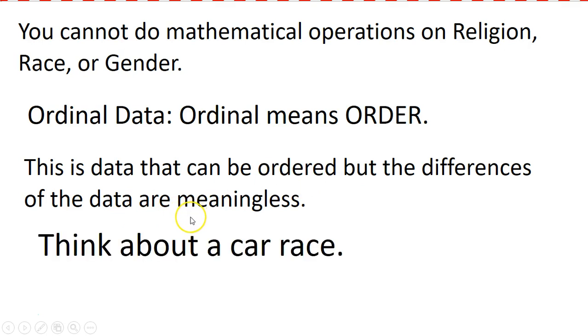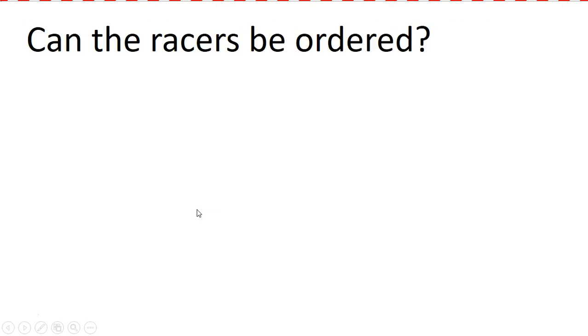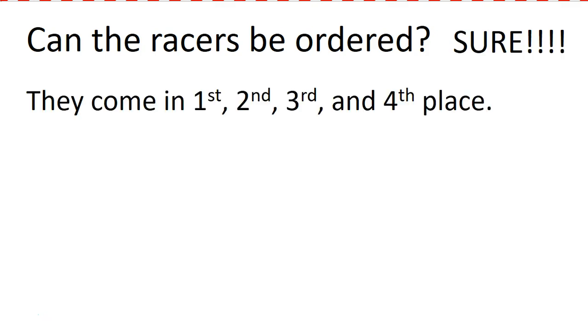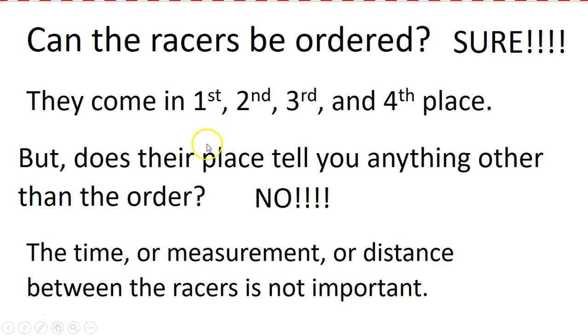A car race. Think about a car race. Perfect example of ordinal data. 4 cars race and go around a track. Can the racers be ordered? The answer is yeah. We get first, second, third, fourth place. Sure. But does their place tell you anything other than the order? The place tells you nothing else. Ordinal data won't say anything else. Now, I could try to find stuff from it, but it's not going to elaborate and tell me anything else.